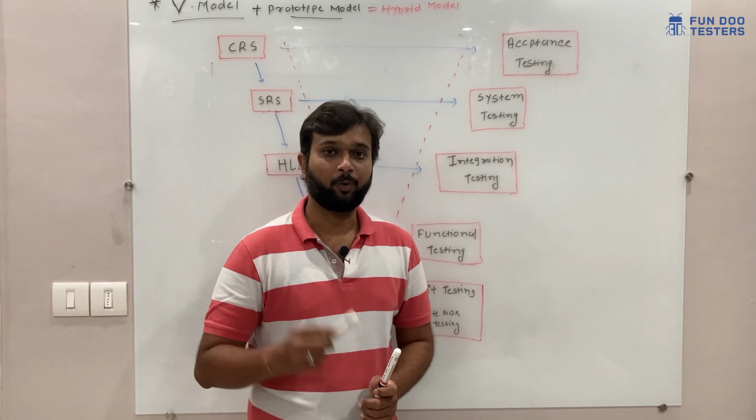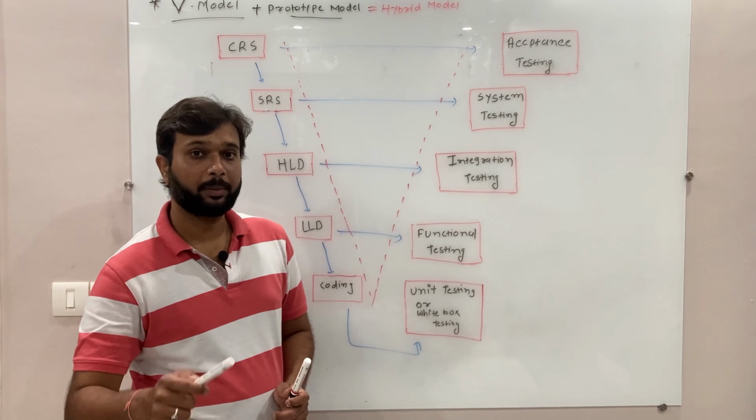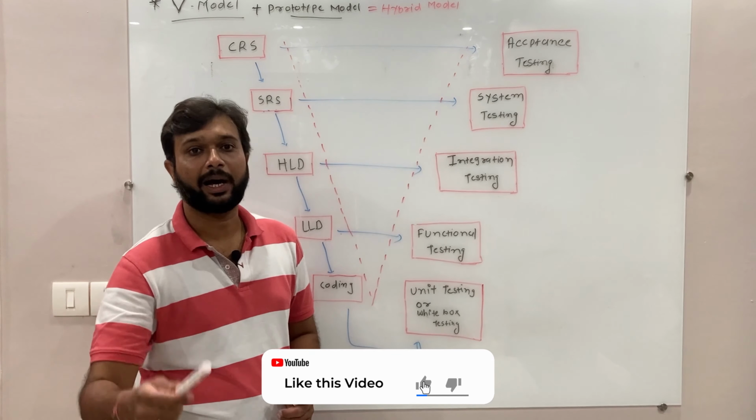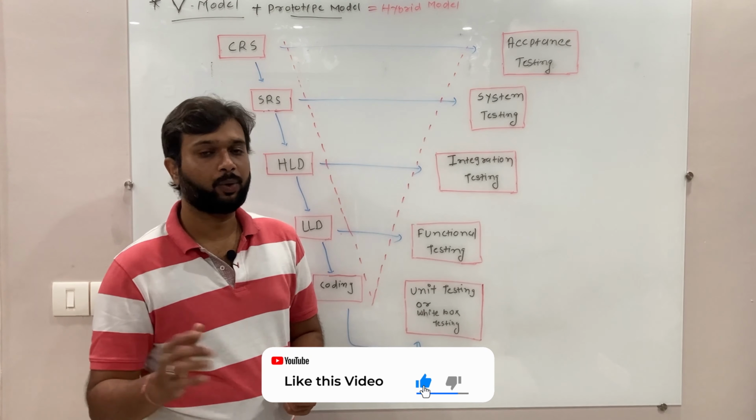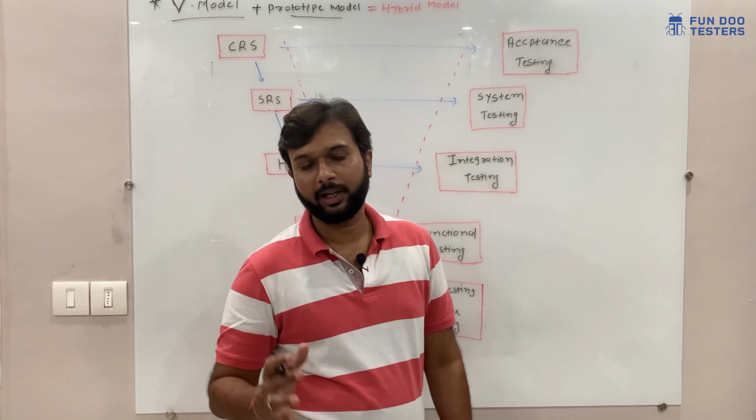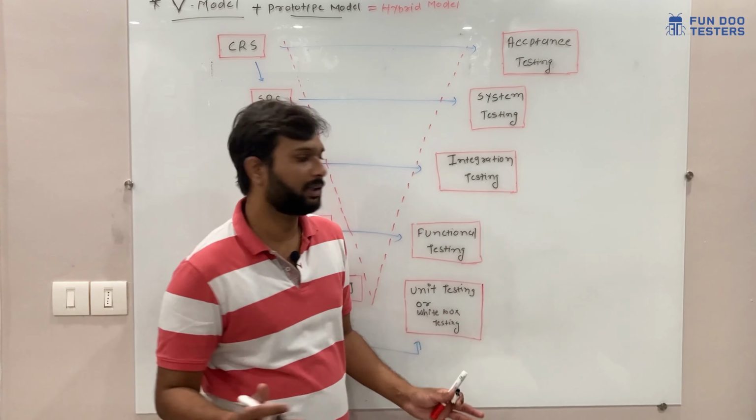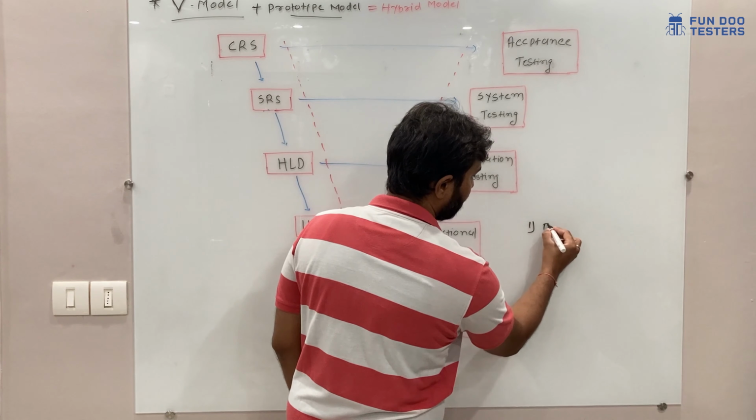Let me clear one thing: why companies are going to use the V plus prototype model or V plus spiral model, like a hybrid model, and why it is called a hybrid model. So first let me clear one thing. For example, let's take the example of Facebook. In Facebook we have multiple applications. For the end user we are using Facebook.